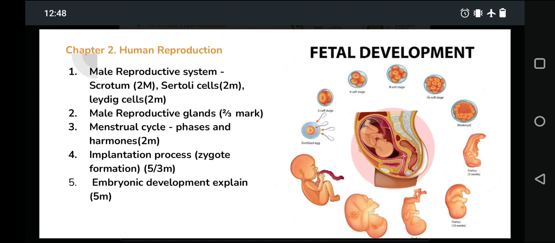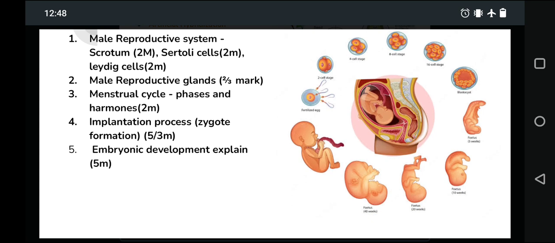Okay, that may come for the 5 marks. You know that the last section according to the CBSE paper pattern is of the 5 marks, so that is important for the 5 marks: the embryonic development from the lesson Human Reproduction.